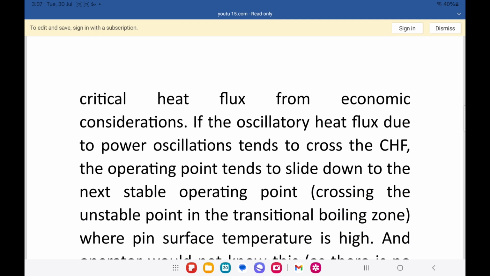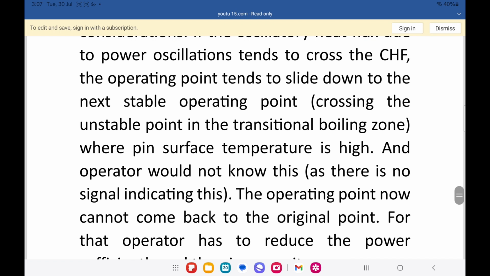If the oscillatory heat flux due to power oscillations tends to cross the critical heat flux, the operating point tends to slide down to the next stable operating point, crossing the unstable point in the transition boiling zone, where at the second operating point the pin surface temperature is high.